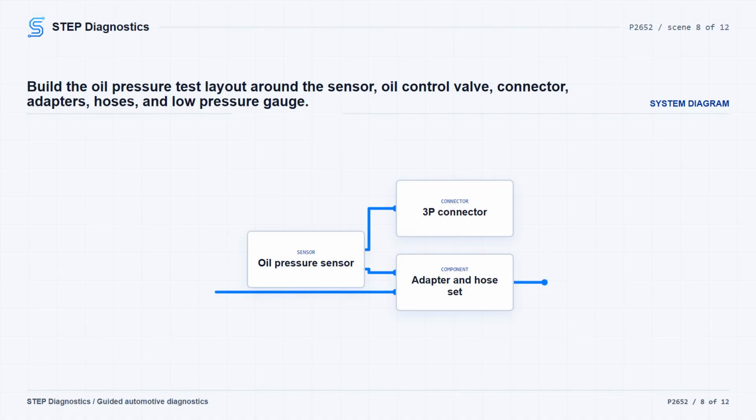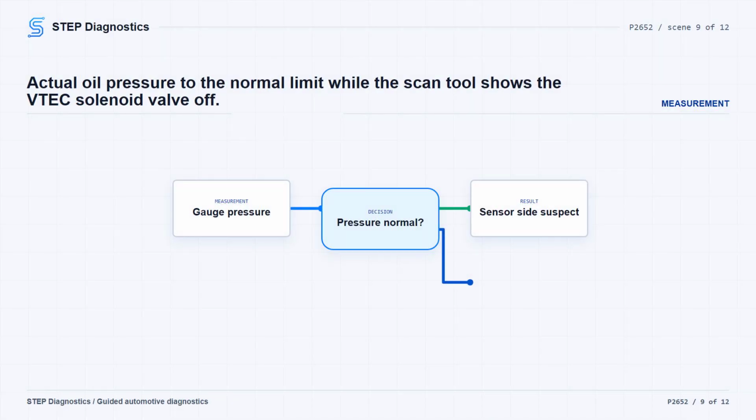Then install the rocker arm oil pressure sensor onto the gauge adapter using the specified torque, and reconnect the 3P connector. Do not improvise the adapter layout or the torque information. If that setup detail is not available at the vehicle, pause and get the correct setup before continuing. Now perform the confirmation procedure with the pressure gauge setup installed.